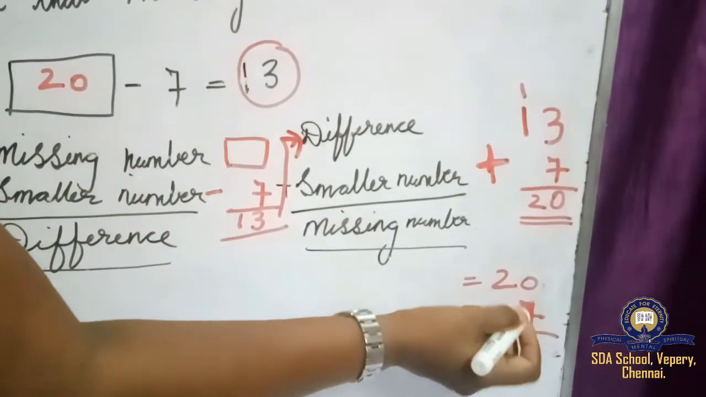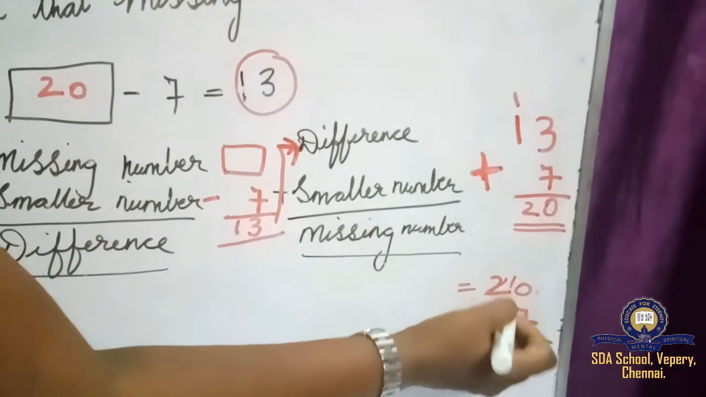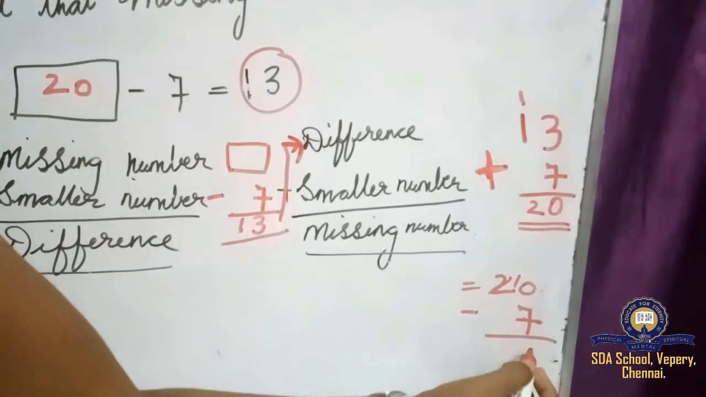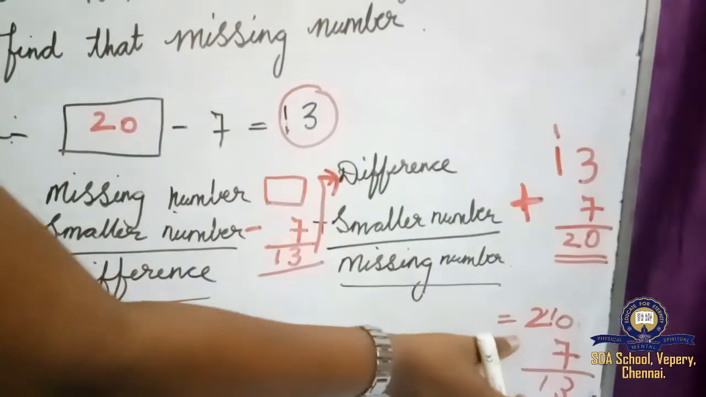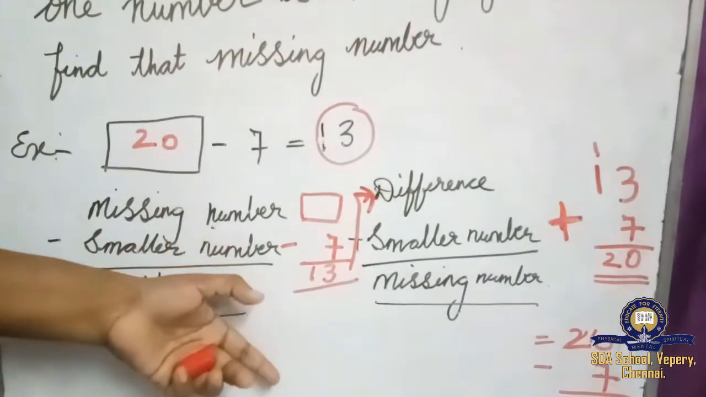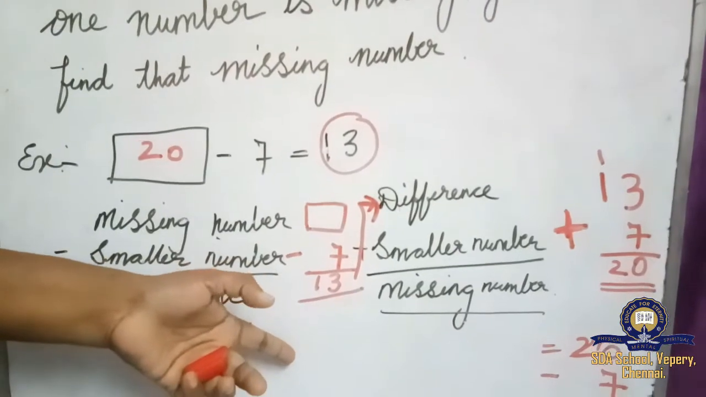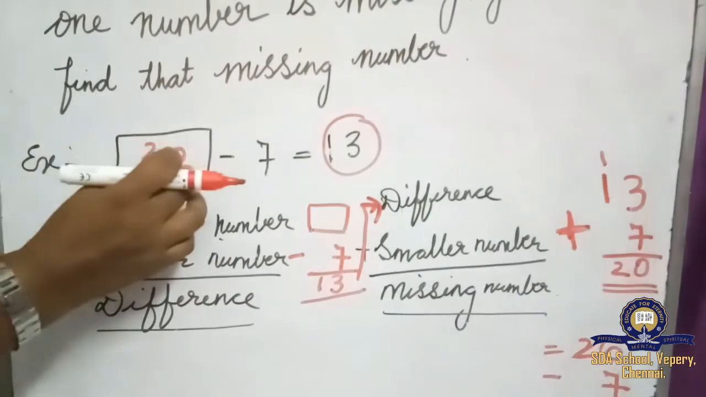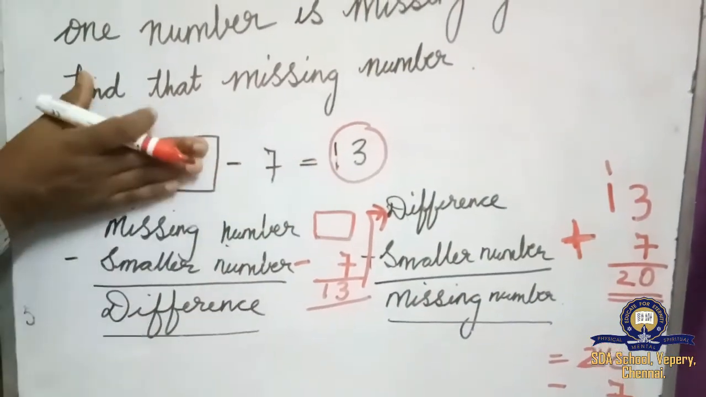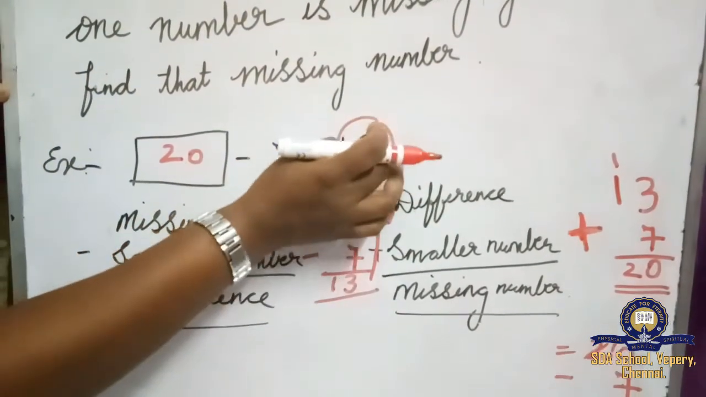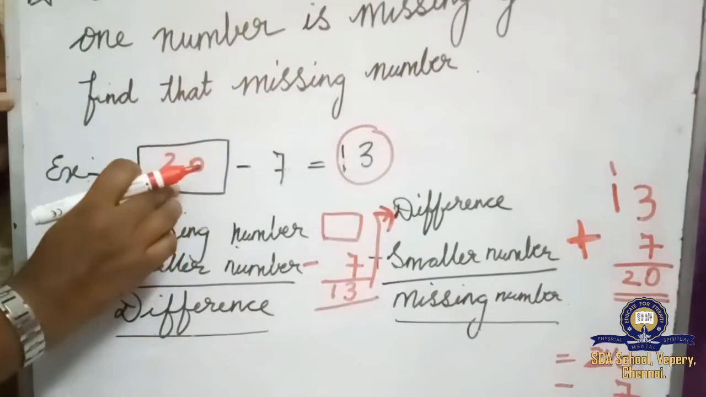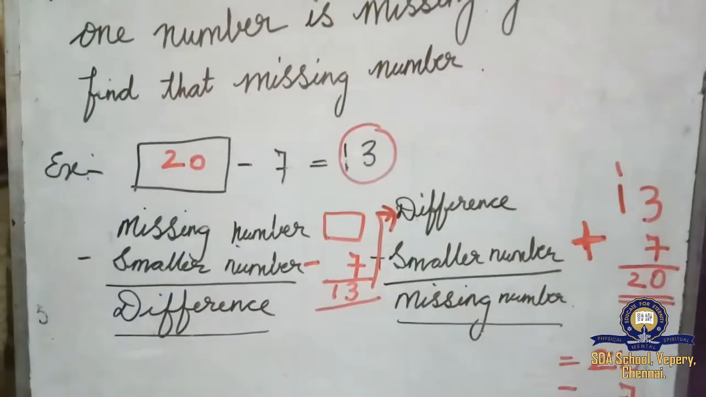I'll teach you this step in the next class. Because 0 minus 7, what do you have to do? You have to carry on. So 10 minus 7 is 3 and 1, 13. Then your answer is correct. Did you understand? Or shall I tell once more? See here, 20 minus 7. We have to find the missing numbers. It is very simple: when you add these both, you get this answer. Let's see one more example.